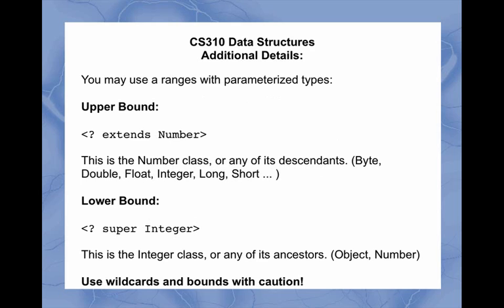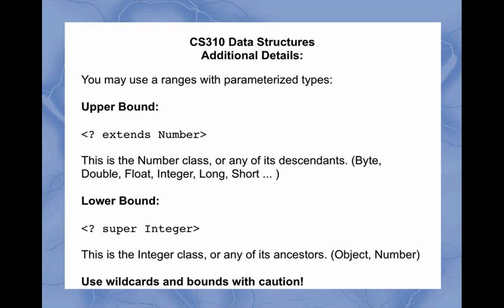Also, parameterized types support bounds. What this allows you to do is to use a range, or a set of classes, as your parameterized type. Use these with caution. There are two ways to do this: upper bounds and lower bounds. Here we have ? extends Number. So this is the Number class or any of its descendants.